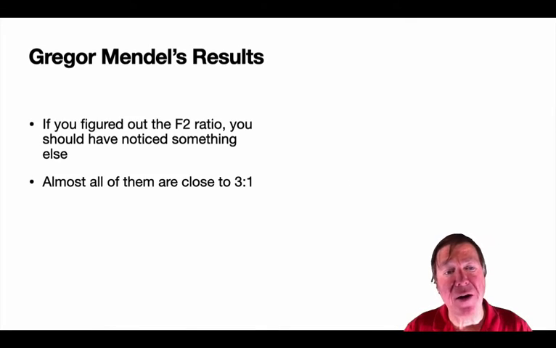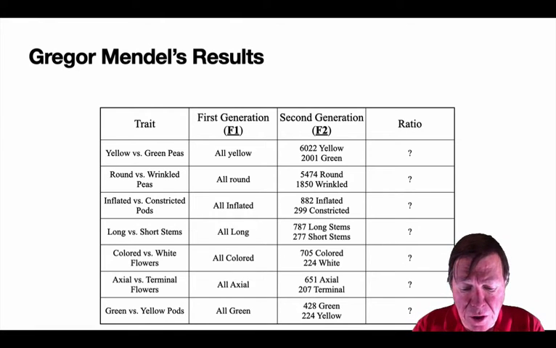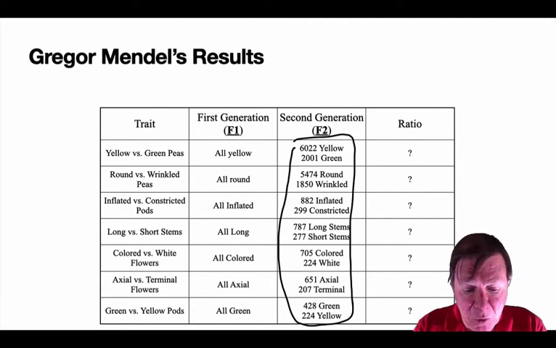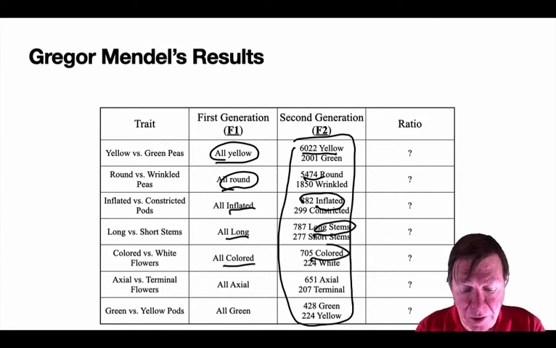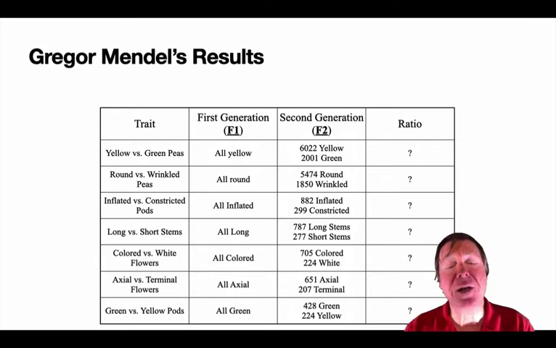And that's what he figured out. Almost all of them are 3 to 1. If we took the ratio of everything over here, they're all 3 to 1. And if you notice, whatever's over here is the larger number over here. The round, bigger number. Inflated, bigger number. Long, bigger number. Colored, bigger number. Axial, bigger number. Whatever showed up as the F1 generation was the one that had the most in the F2 generation.